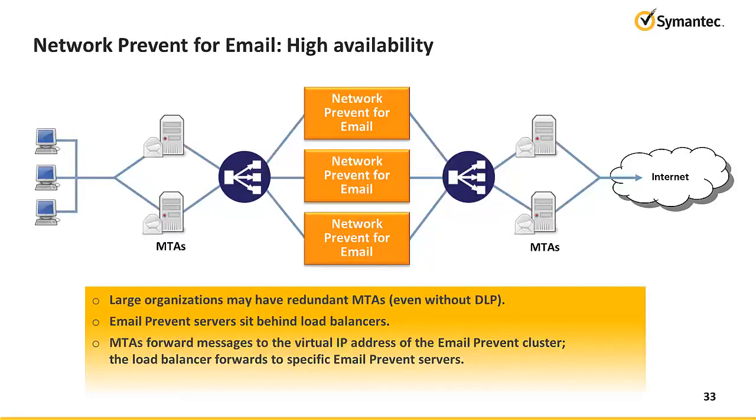The example high availability architecture shown in this figure shows Network Prevent for email implemented in forwarding mode with 2 upstream MTAs, 3 detection servers, and 2 downstream MTAs. Here, as in any HA architecture for Network Prevent for email, the detection servers sit behind one or more load balancers. The upstream MTAs forward messages to the virtual IP address of the Network Prevent for email cluster, and the load balancer then distributes the messages across the 3 detection servers for analysis.